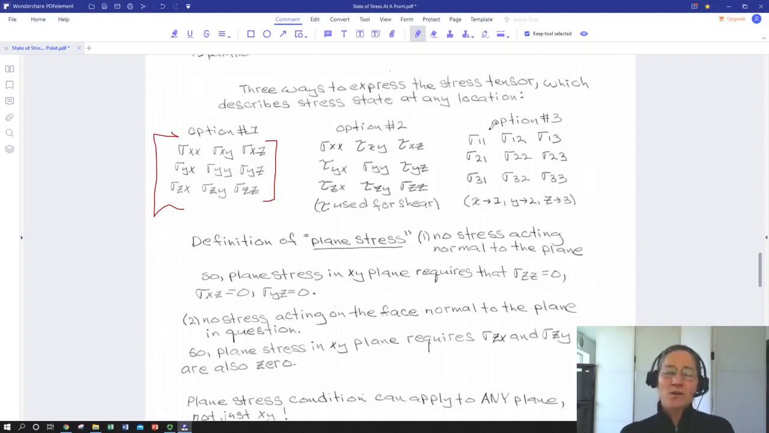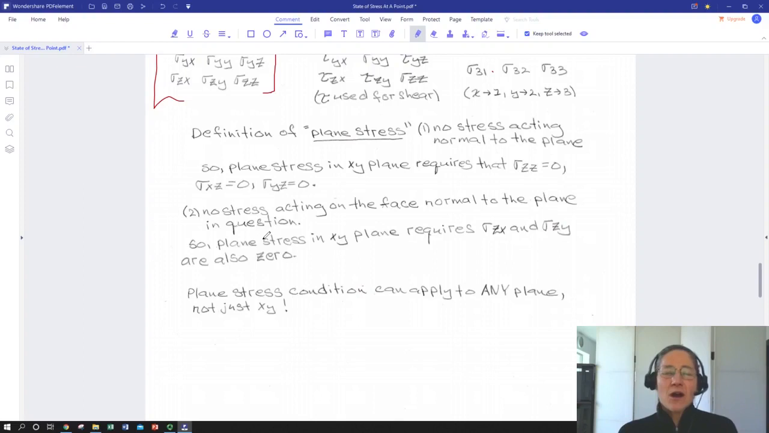We can also use numbers instead of letters, and this becomes useful if we want to use those subscripts as counters to start populating matrices if we start doing some numerical computations. So we can by default say that our x, y, and z directions are denoted by 1, 2, and 3, and so sigma 1,1 becomes sigma xx, or the normal force in the x direction, and so on. So options 1, 2, and 3 are all equivalent ways to express stress.